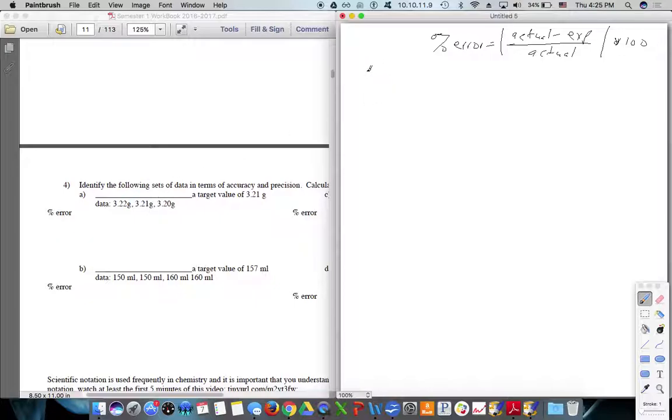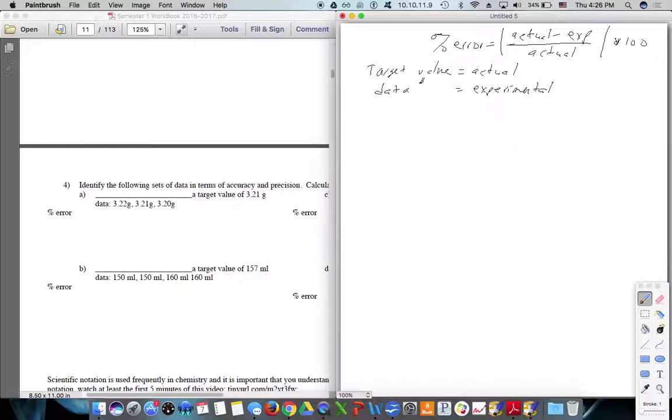The target value is what we're after. That's the actual. That's what we know to be true. The data, that comes from doing an experiment. You get data from experiments. So that's going to be the experimental. So we can plug things in and solve. I'll do a couple of these here, but not all of them.